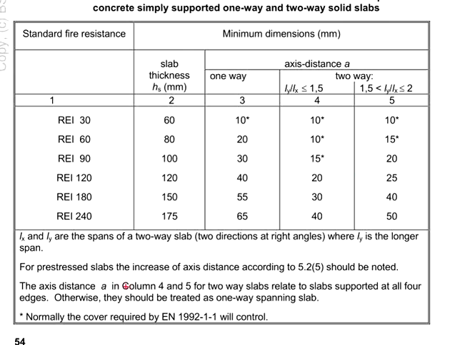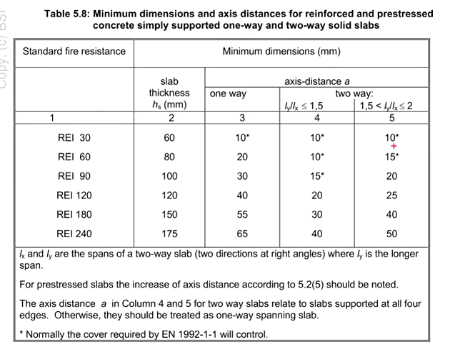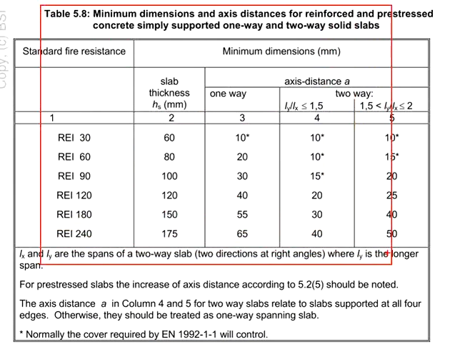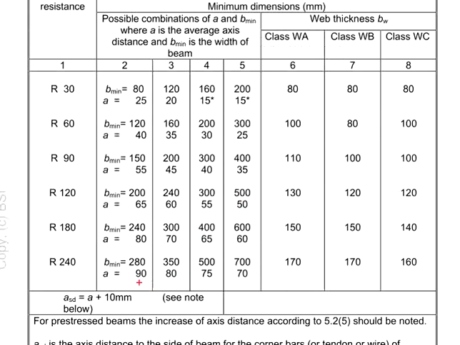And then how do you define the axis distance a? We are referring to the soffit of the beam to the centroid of the tension reinforcement, which is the main reinforcement. If you read the table carefully, you will observe that for the axis distance that you have obtained, there is no need to add an additional 10 mm, like the one we see in the beam.